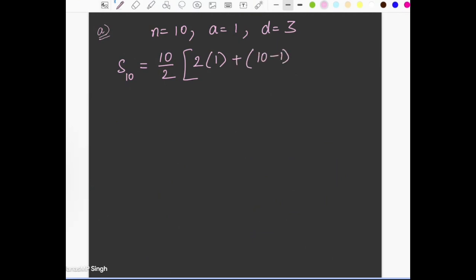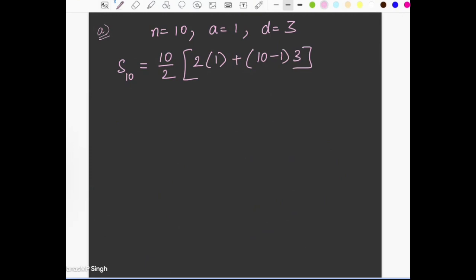We need the sum of 10 terms. So n becomes how much? 10. The value of a is already known, 1. The value of d is already known, 3. It's the same sequence. So S10 equals n by 2. Okay, the formula is n over 2 bracket 2 times a plus n minus 1 times d. That's it.